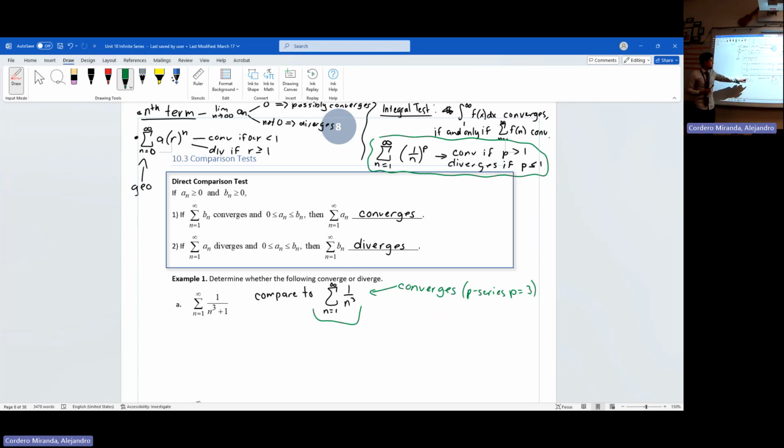So please agree with me that if the bottom of a fraction is bigger than the bottom of another fraction, then the entire fraction as a whole would be smaller. Like 1/2 is bigger than 1/3, even though 3 is bigger than 2. So all these terms are smaller than all these terms. And this one converges, so the smaller one should also converge. That's all I'm about to write.